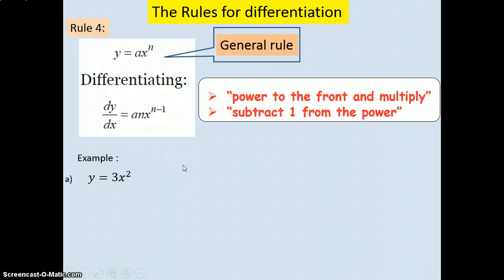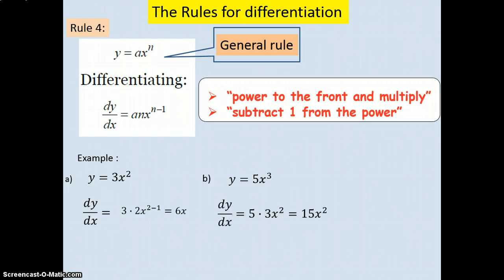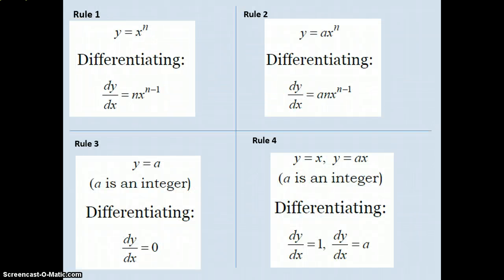Some examples. y is equal to 3x squared. You bring the power of 2 to the front and you multiply, so 3 times 2 becomes 6. You subtract 1 from the power, it is 6x to the power of 1. 5x cubed, you bring 3 to the front, 5 times 3, 15. You subtract 1 from the power, it is 15x squared. And with -5 it will become -20x to the power of -6. So these are all the 4 rules we did up to now.